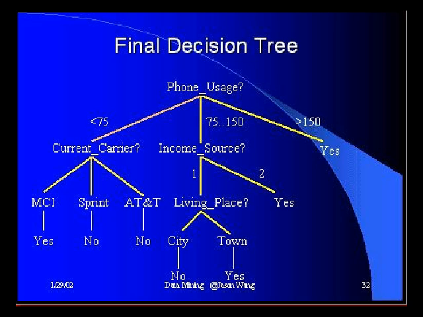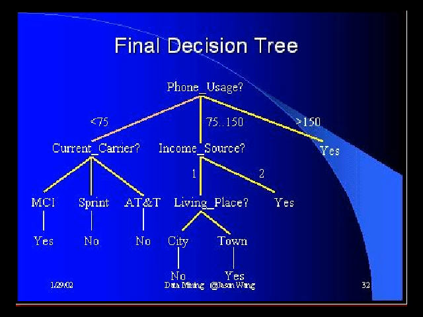Okay? Now, after you have this tree, you can generate decision rules or classification rules from this tree. For example, if a tuple has a phone usage less than 75 and the current carrier is MCI, then you know that that tuple should be in a positive class.